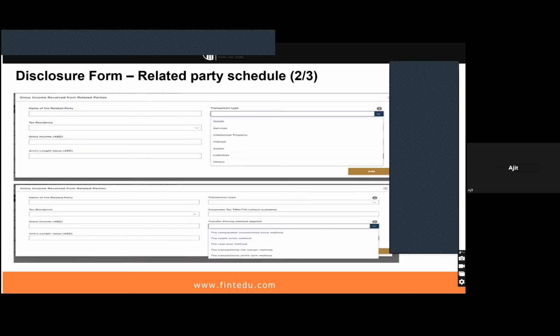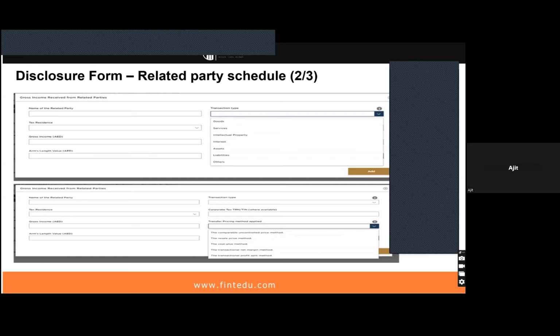Now, how does this summary come up? It comes from a separate entry we have to make for each related party transaction, where we need to put in the name of the related party, the tax residence, which can be a local entity or outside, the gross income, the arm's length value, and the transaction type.